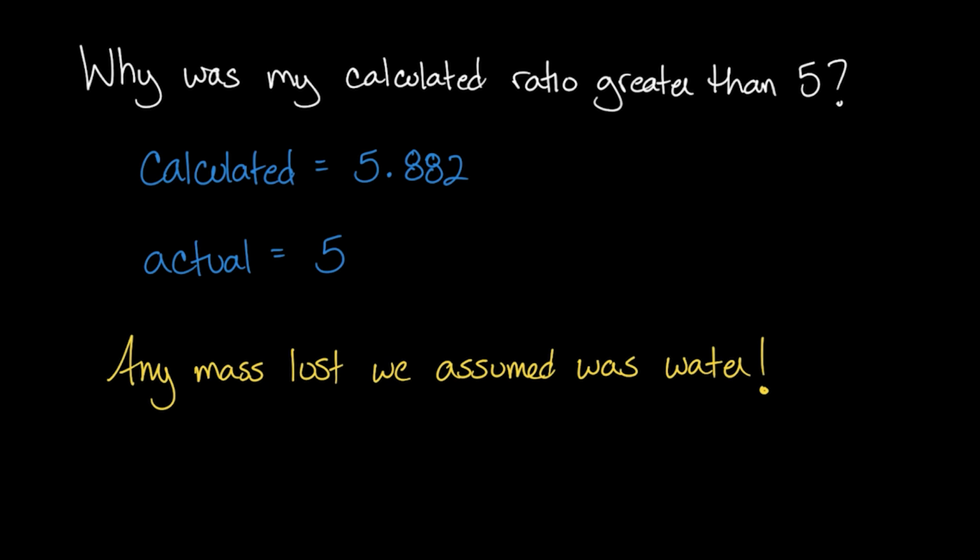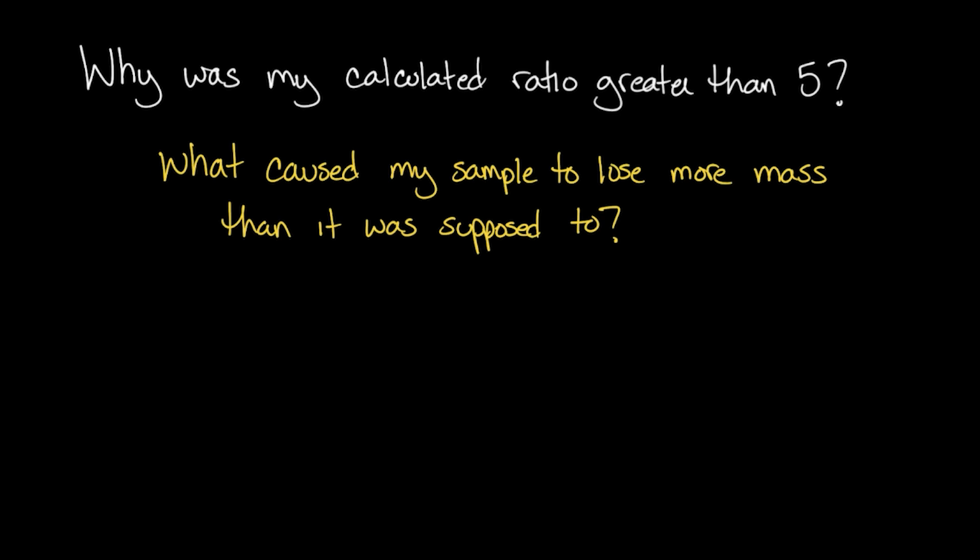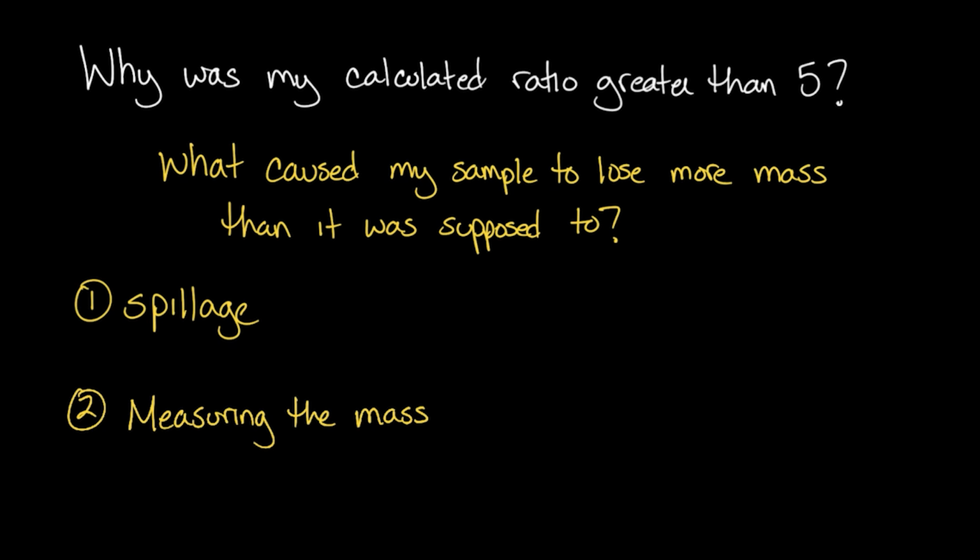So again, the big assumption that we're making in this lab is that any mass lost, we are assuming is water. Now we can't verify that, so that's just an assumption that we have according to the procedure and according to our data collection. Therefore, we should think about this question as what caused my sample to lose more mass than it was supposed to. And so the first thing that comes to mind is spillage, right? So we're definitely losing water out of that sample, but what if I also spilled some of the sample through my handling? Again, that would show up in my data table as water.